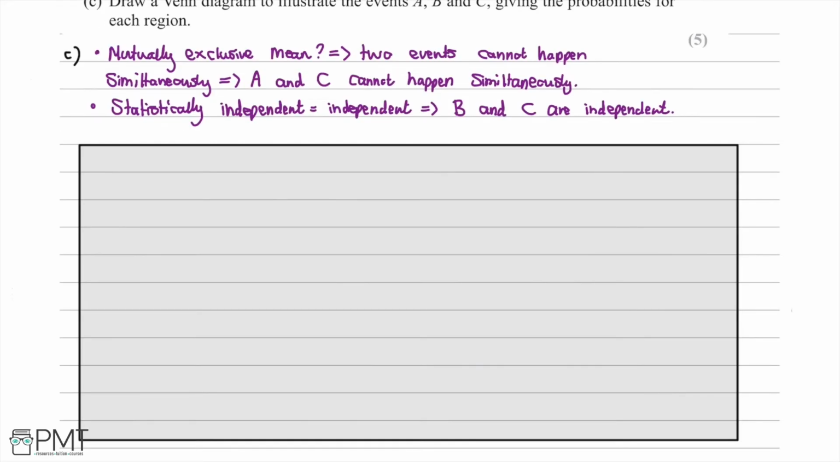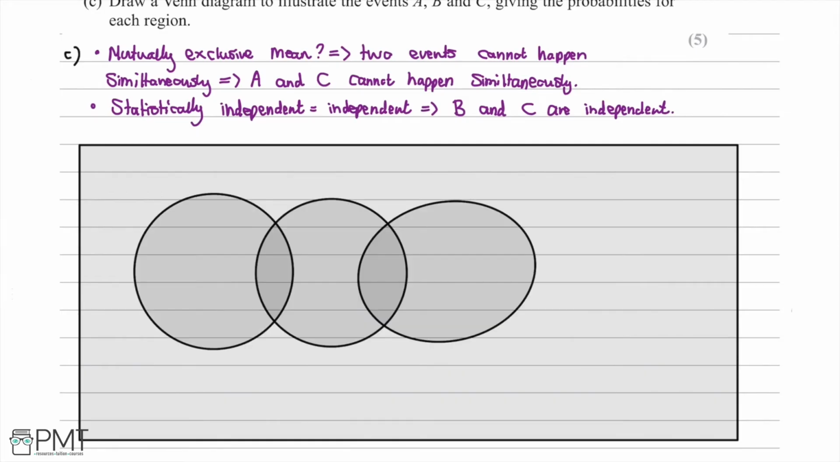So here I have a box which I'm going to draw my Venn diagram in. So we know that A and C cannot happen at the same time. They cannot happen simultaneously. So this means A will not be connected at all to C. But we know that B will be in the middle because we're already told that A intersects with B. So therefore, I'm going to draw in my 3 circles. So we can see there are sections where these intersect, etc.